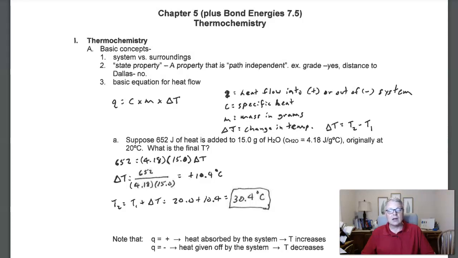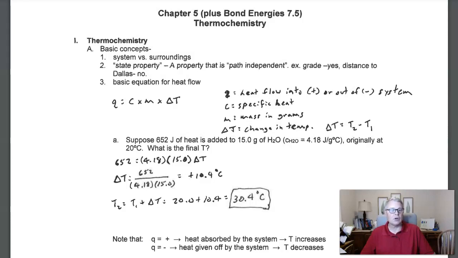Okay, second concept you need to know. You need to know something about a state property. A state property is a property that is path independent. In other words, it doesn't matter how you get there. All that matters is where you started and then where you ended up.